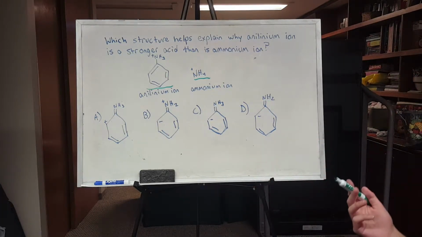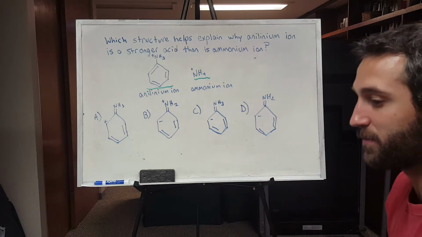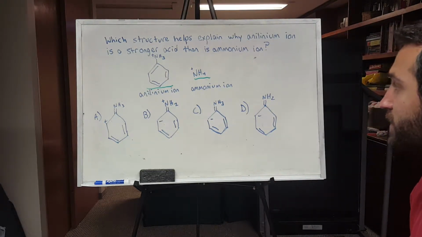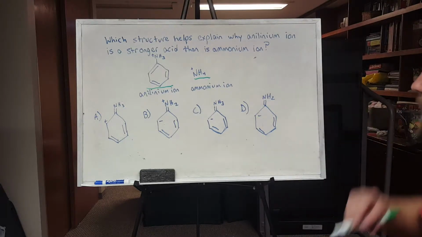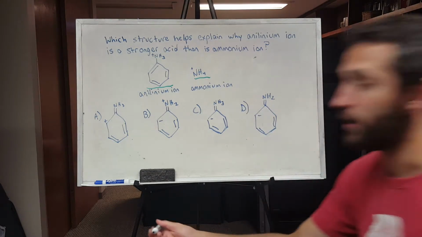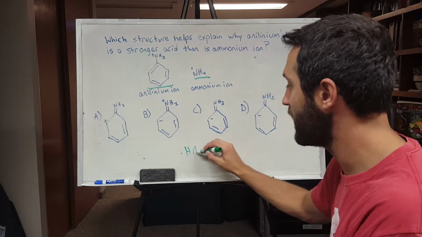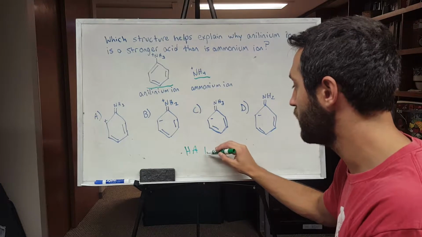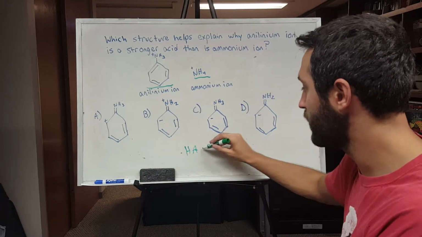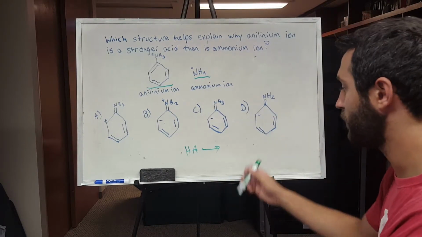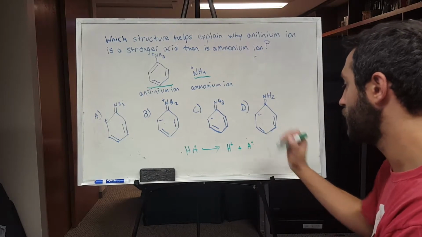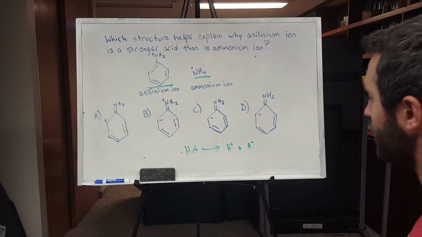First of all, we draw its conjugate base, and we determine how stable its conjugate base is. So the idea with an acid, we can draw out an equation for an acid. We take an acid, we put it in water. Let's just draw it like this. We put an acid in water, we'll leave out the water, and all it does is donate a proton. Basic definition of an acid.